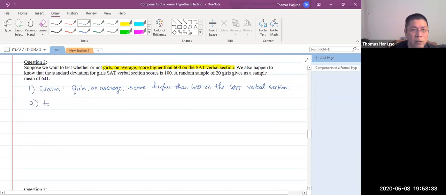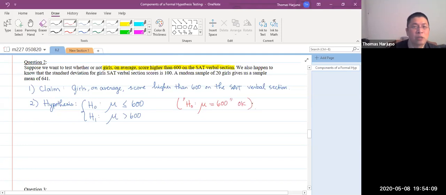Second hypothesis. Null hypothesis, alternate hypothesis. This is the average, so that's about mu. Higher than 600, so it's more than 600. This is less than or equal to 600. Again, I need to emphasize that if you write null hypothesis mu equals 600, it's okay. That's the textbook style.